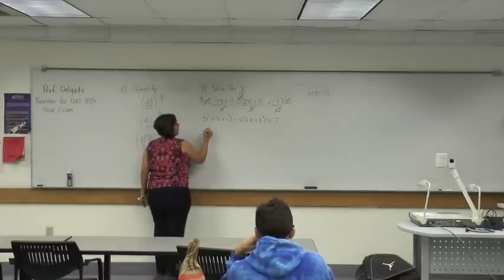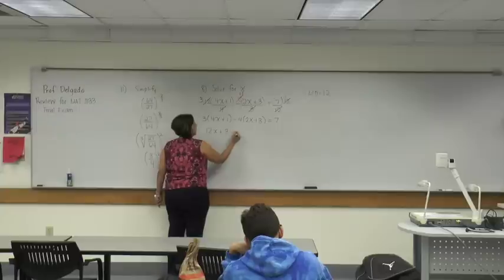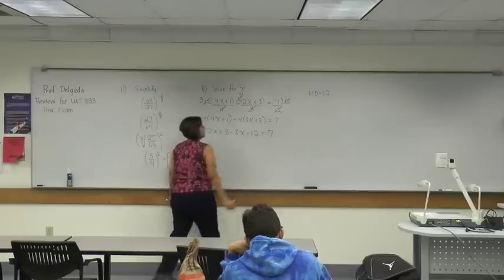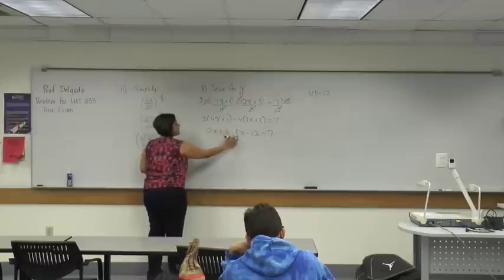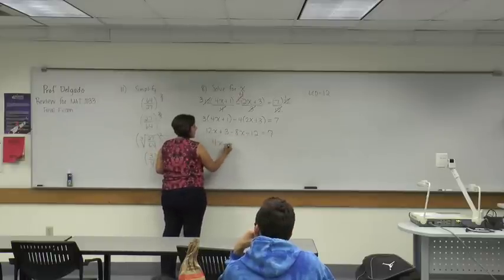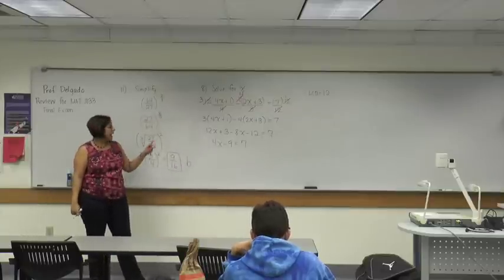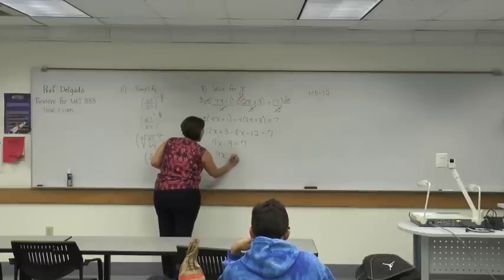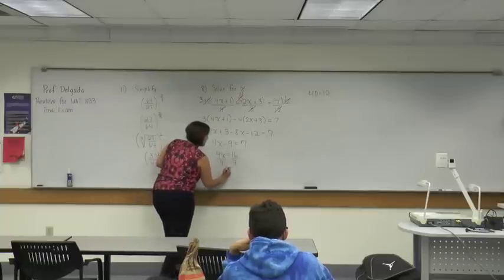So 3 times 4x is 12x. 3 times 1 is 3. Here we get a negative 8x. Negative 12 equals 7. Let's combine like terms. 12x minus 8x, that's 4x. 3 minus 12, that's negative 9. Isolate x, let's add 9 to both sides. And finally divide both sides by 4. And we get x equals 4.